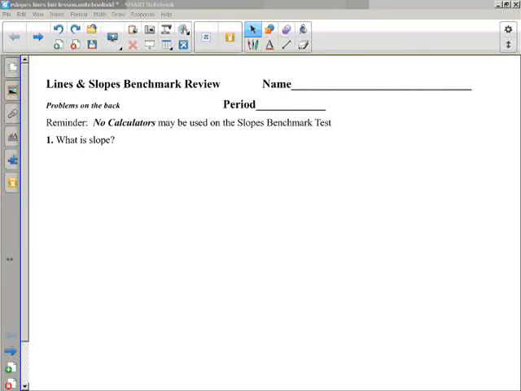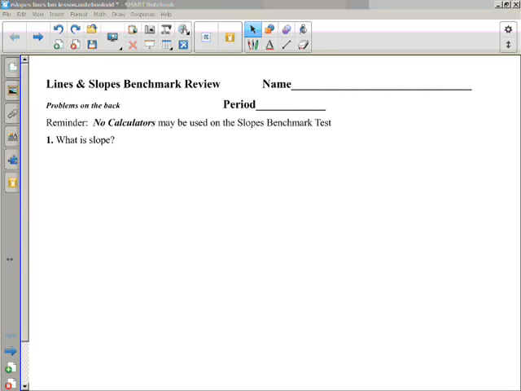Hello and welcome to our review of lines and slopes for the benchmark. It's our second benchmark of the semester. And you typically might expect the first question in a review or a test to be the easiest. I think this review has the hardest question first.